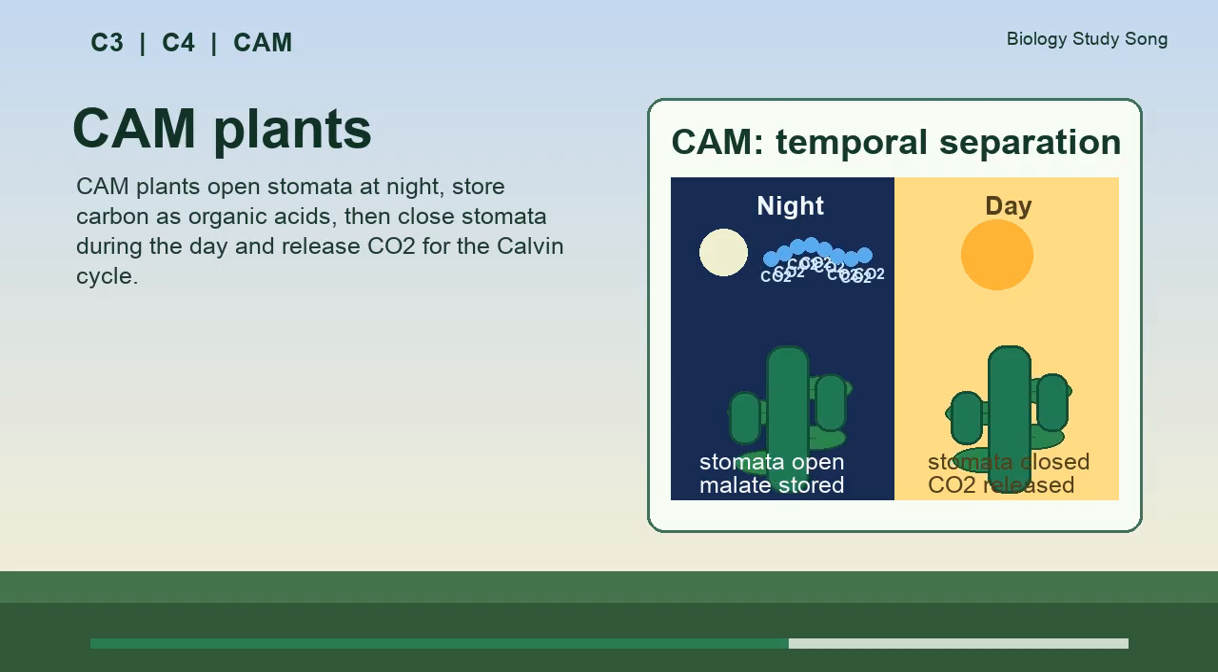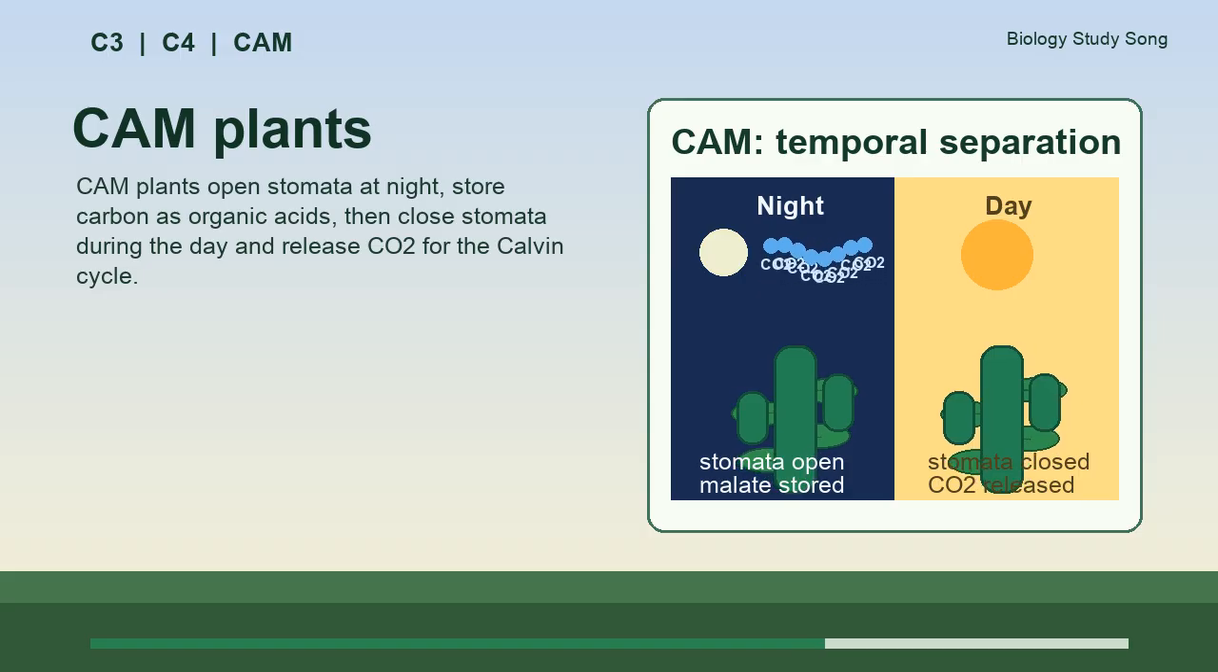The Calvin cycle runs during the day, using the released carbon dioxide. CAM separates carbon fixation from the Calvin cycle by time instead of by cell type. CAM is temporal separation. Night for carbon dioxide entry, day for the Calvin cycle. This helps conserve water.